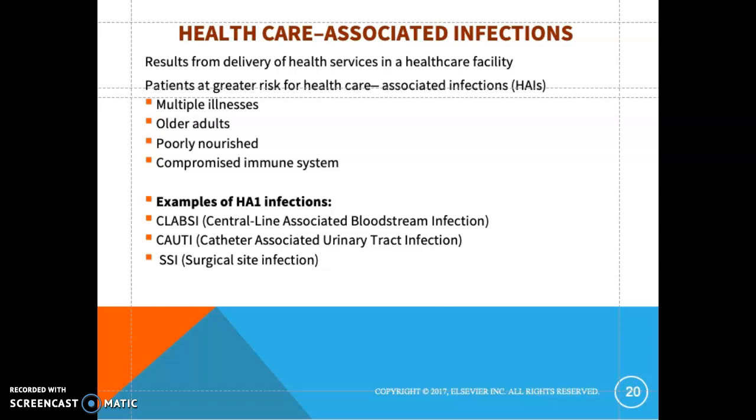So what are some examples of healthcare associated infection? So we have here CLABSI, which is a central line associated bloodstream infection. We have CAUTI, catheter associated urinary tract infection, and we have surgical site infections. So these are examples of hospital acquired infections. These infections can be preventable.